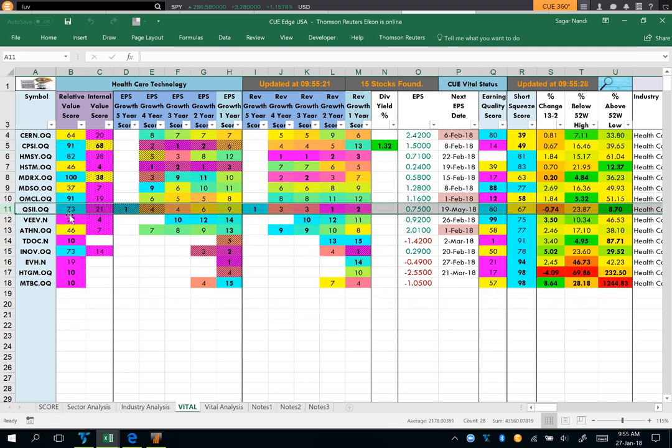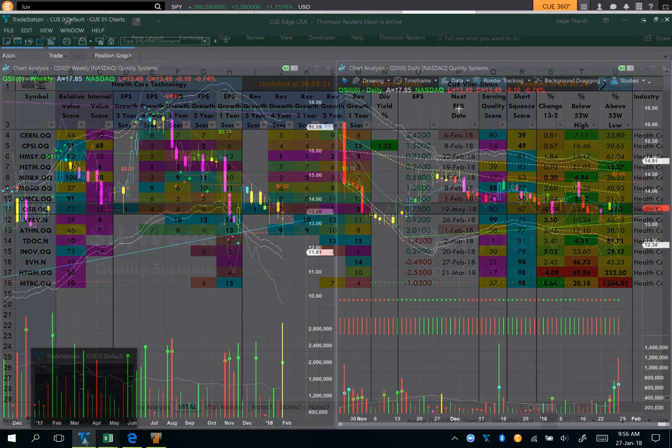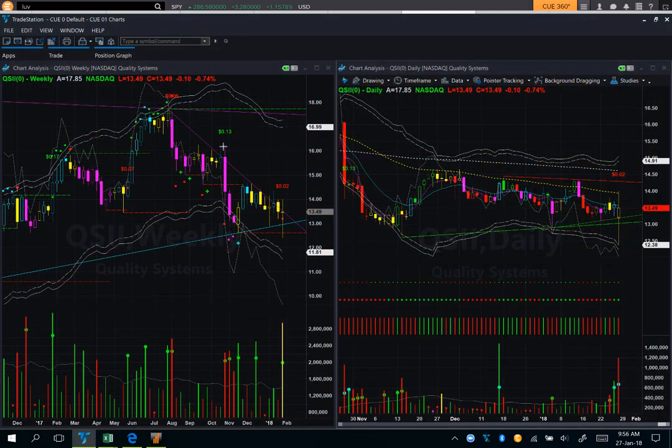Instantly from color coding, we see that QSII, Quality Systems, is optimally valued. Relative valuation score is cyan. That's all we need to see. That caught my attention. I looked at its charts. Quality Systems was and still is inside a triangle pattern in the weekly chart. Now it is coming near the tip of the triangle.